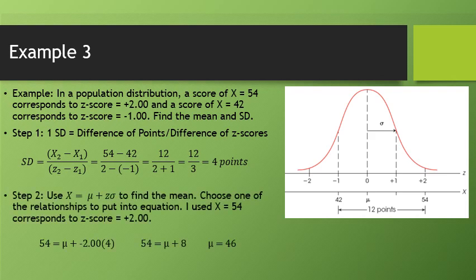So once we have that, then we can use the x equation to find the mean. So plug in everything we know, and you're going to choose one of the relationships to put into the equation. I used x equals 54 corresponds to z of 2. You could also use x equals 42 corresponds to z of -1. Either one would give you the same answer, and you would get a mean equal to 46.